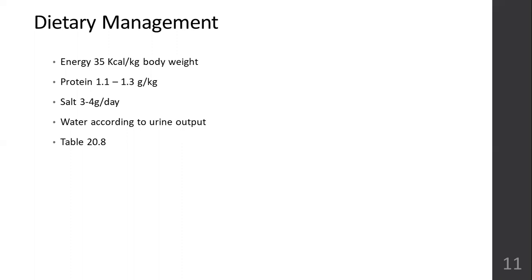On page number 468, they have given the nutritional requirement during various stages of renal failure. Page number 468, table 20.8. Those who have the new textbook, if the page numbers are different, you can mention that in the chat box. The name of the table is nutritional requirement during various stages of renal failure.